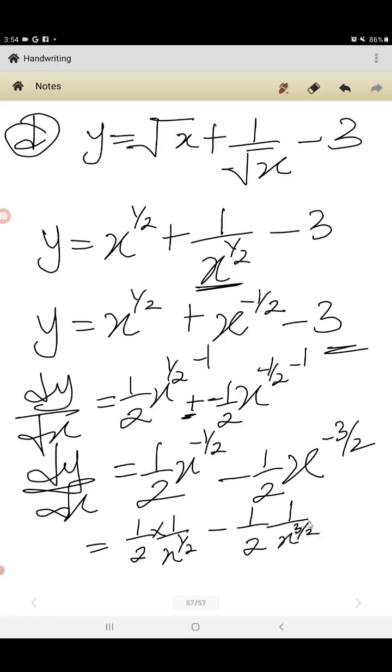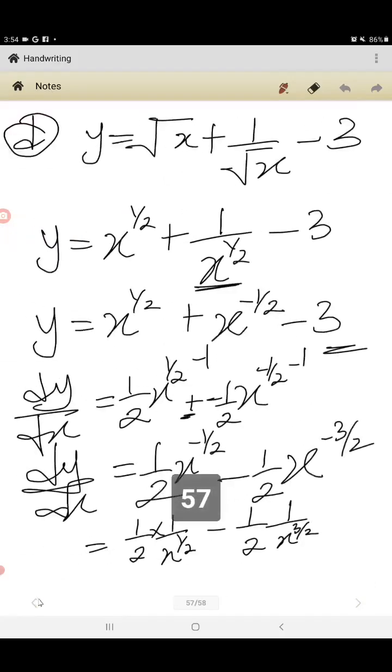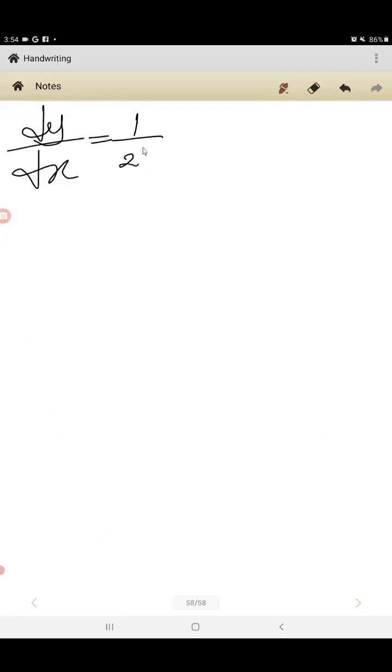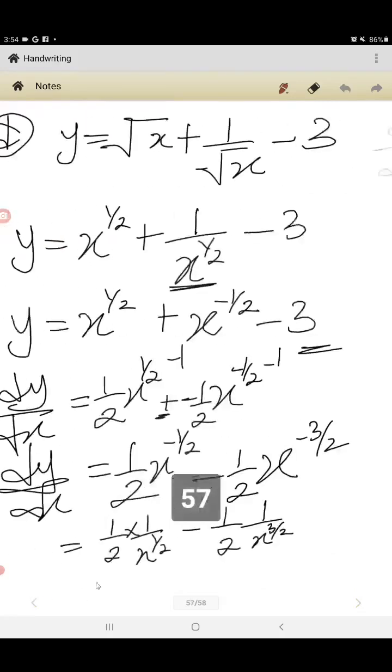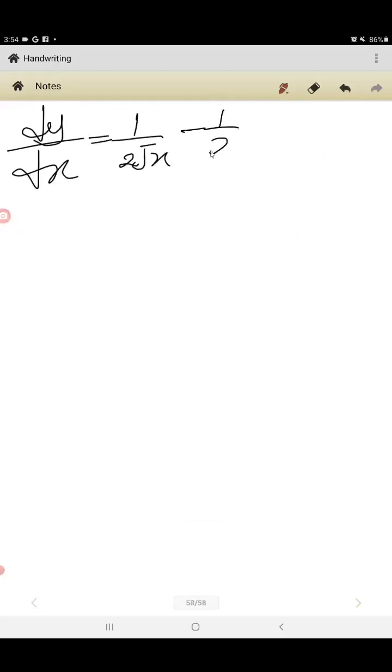So let's continue. The derivative of y with respect to x will now give us 1 over 2 root x, that is how you write this. This one will become 2 root x. This one again will also be root, so it will be minus 1 over 2 root x raised to the power 3. That is the level of simplifying it in indices form.